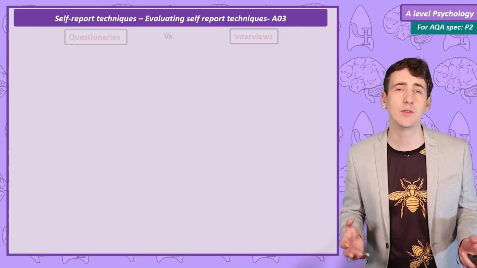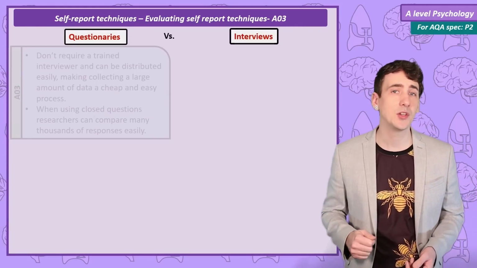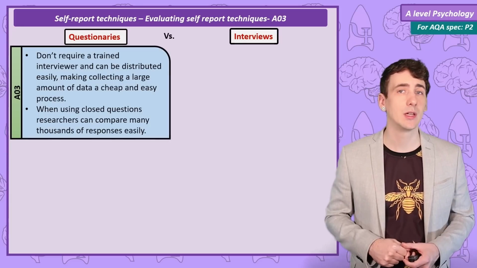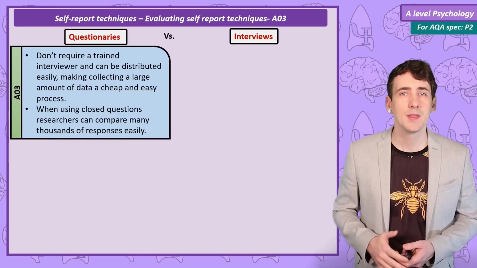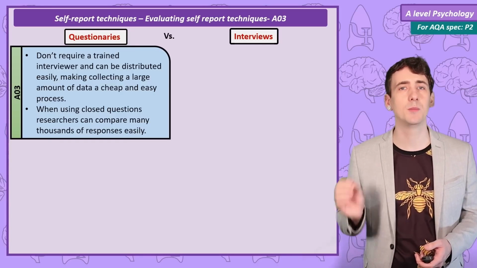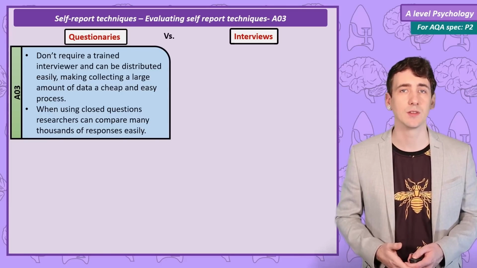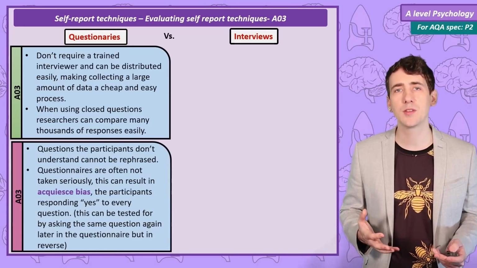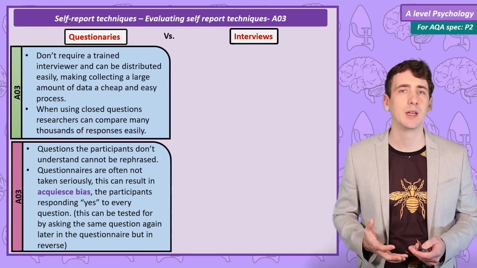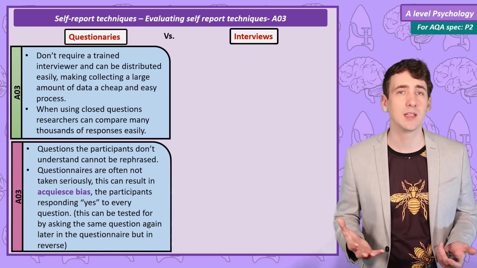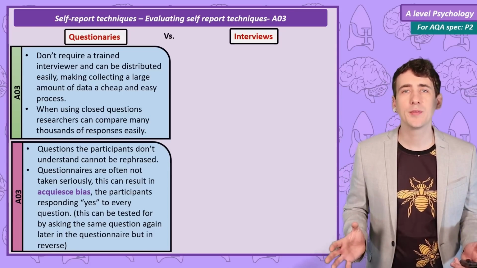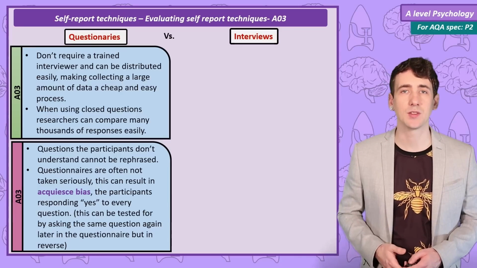If we need to compare interviews with questionnaires, we can say questionnaires don't require a trained interviewer and could just be posted online. This means they're very cheap to give to large numbers of people, making them particularly good for data analysis when using closed questions. However, problematic questions can't be dealt with in the moment, and participants might not take them seriously compared to an interview. Quite often, participants will just put yes to every question.